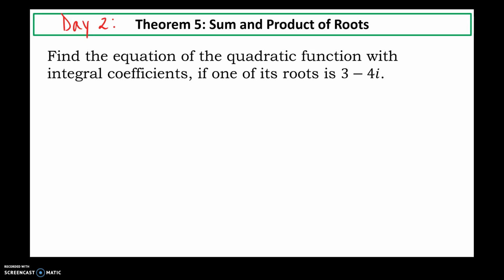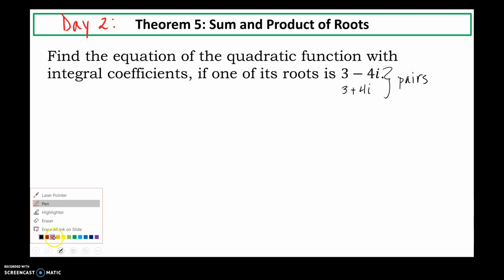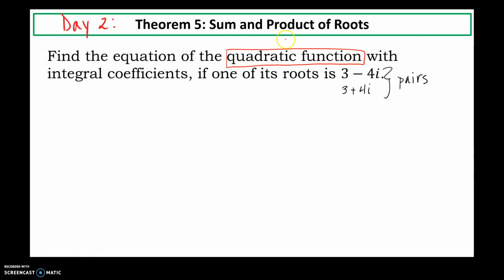Okay, so the first thing I need you to understand, as soon as you're given a complex root, you know 3 plus 4i is also a root. Okay, these always occur in pairs. All right, so we're looking for a quadratic function. So quadratics are in the form ax squared plus bx plus c. And we're going to use this often, okay?